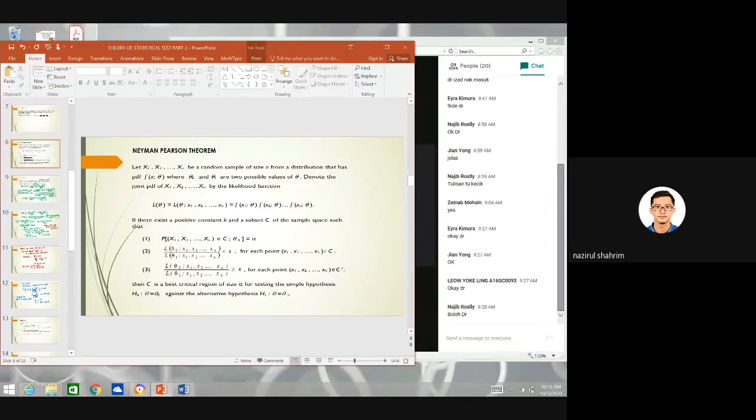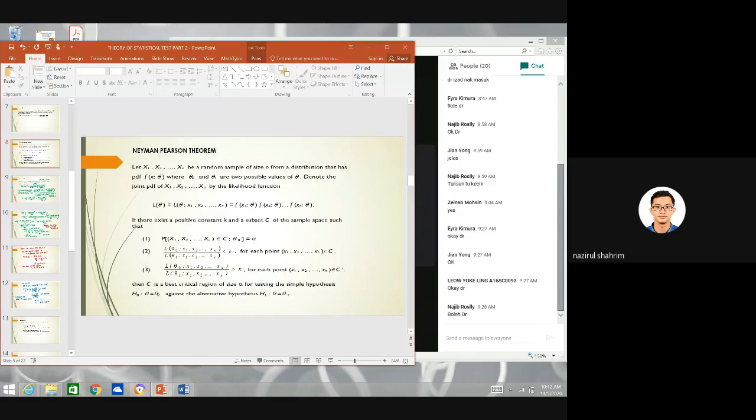Sebab kalau yang greater than or equals to K ni, kita kena tukar, dia C prime. C prime is your acceptance region. Yang C ni kamu punya rejection region or your critical region. So normally, biasanya kalau saya buat, saya ambil yang ni lah, yang ni je. L theta naught, likelihood for theta naught divide by likelihood for theta 1 less than equals to K.